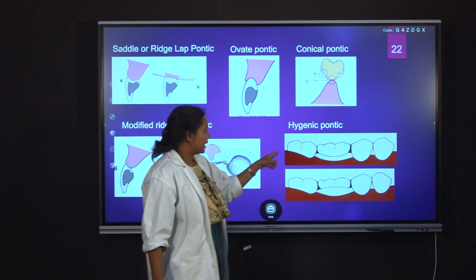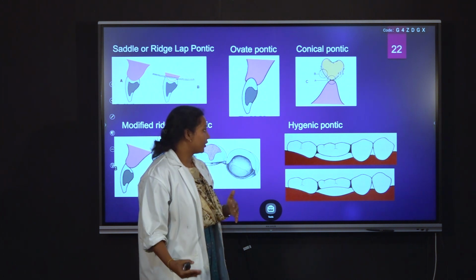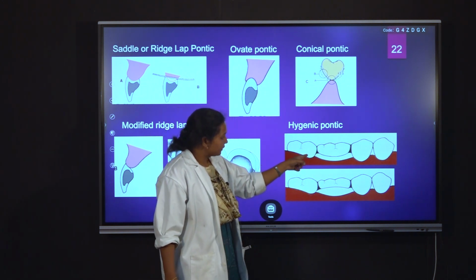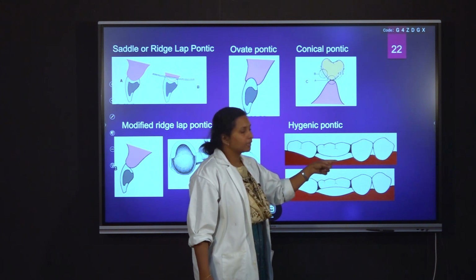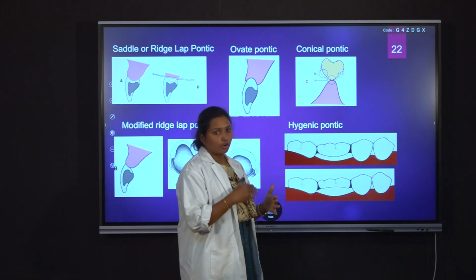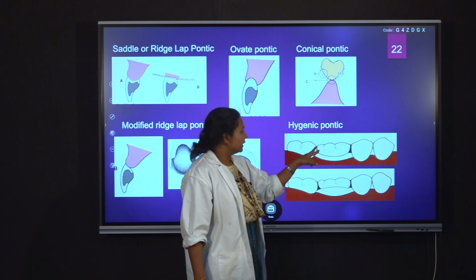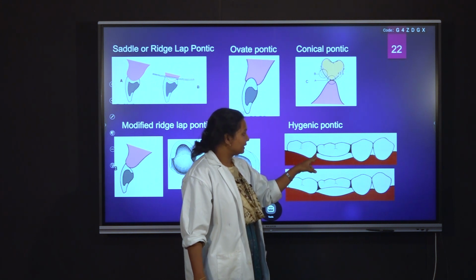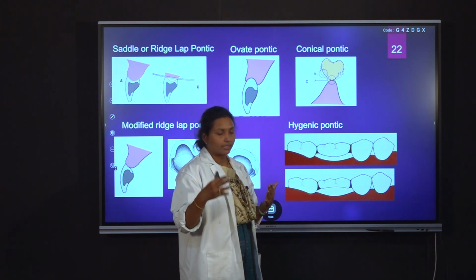The next type is hygienic Pontic. Hygienic Pontic is also called fish belly Pontic, because can you see this shape? It is in the shape of a fish belly. Here both the buccolingual and mesiodistal surfaces will be convex in shape. But the major disadvantage of this design is there will be less connector width and height, so there will be fracture of the Pontic near the connector.